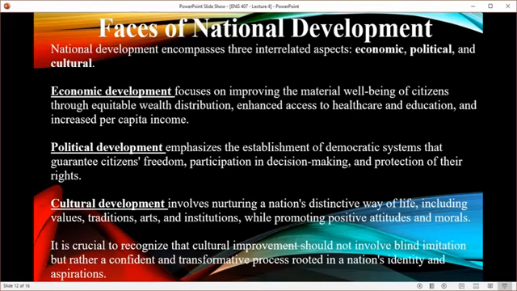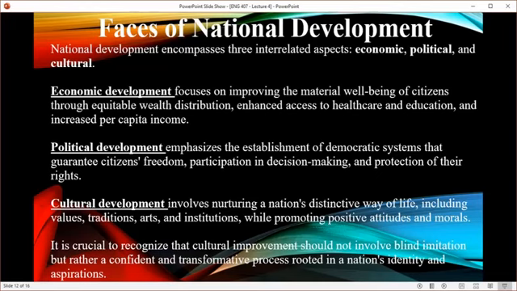So if there is national development politically, people's freedom, participation in electioneering or other political activities, and their rights will be greatly protected. We also have cultural development, whereby there is nurturing of the country's distinctive way of life. What is unique about Nigeria is sustained in the forms of values, traditions, arts, and institutions. So what people believe in, what has made the country the kind of citizens we have, has to be sustained, a culture that has to do with individuals who recognize their responsibilities to their country, and good representation of their country within and outside the country is maintained.